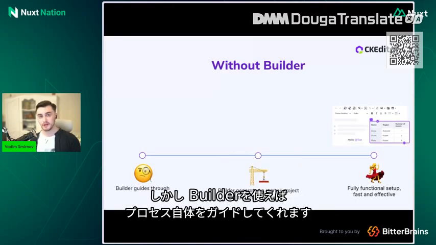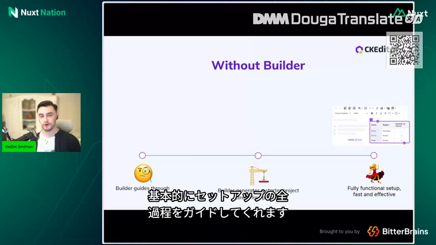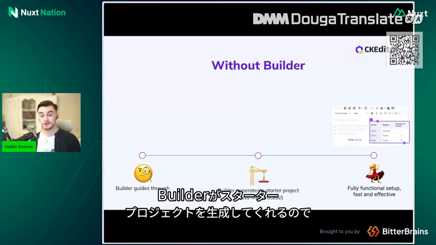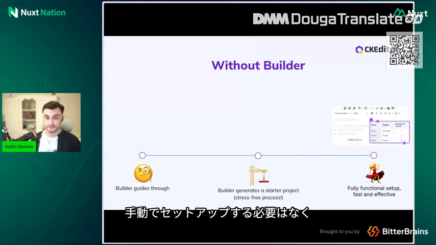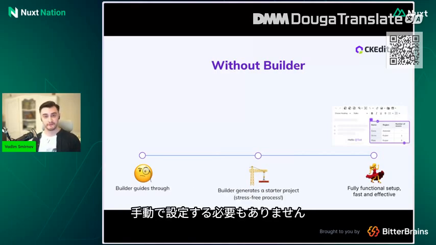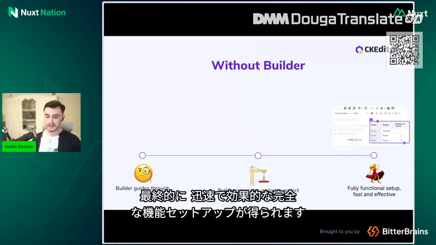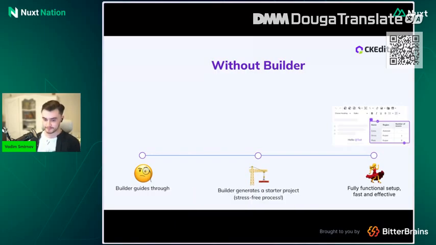However, Builder guides you through the process itself. So it basically guides you through the whole setup process. Builder generates the starter projects for you, so you don't have to manually set up things. You don't have to manually configure things. And at the end of the day, you get a fully functional setup, fast and effective.